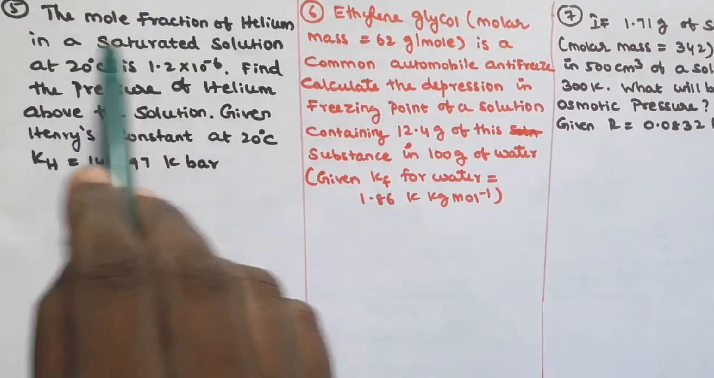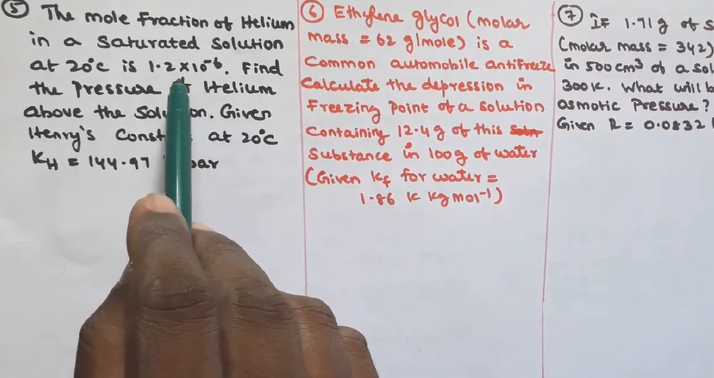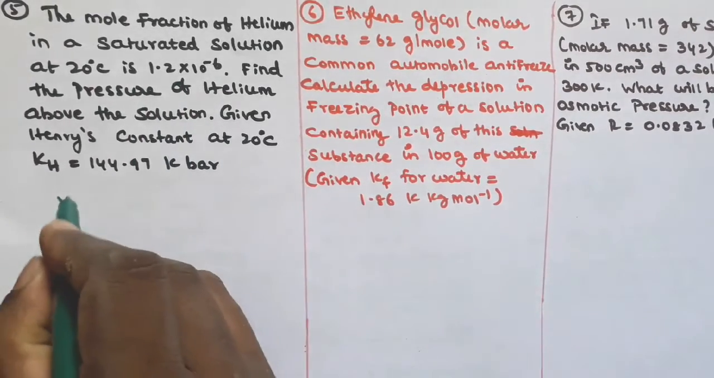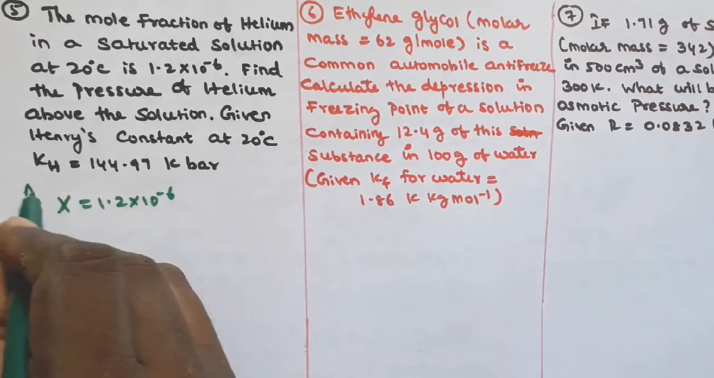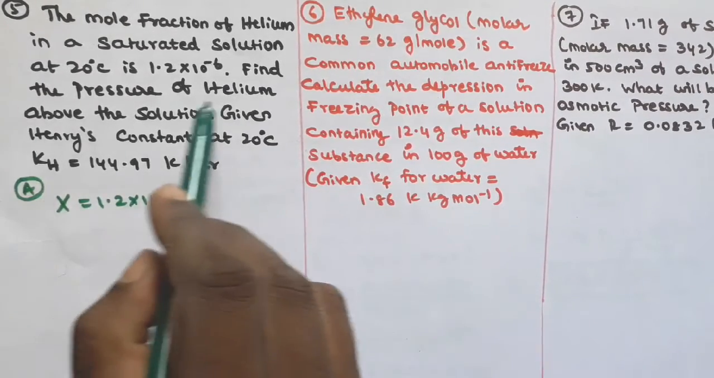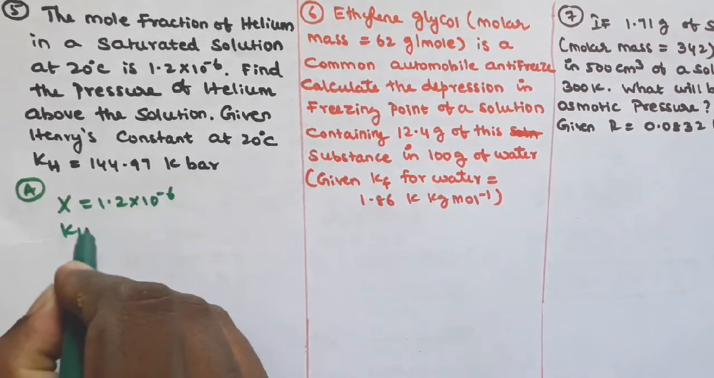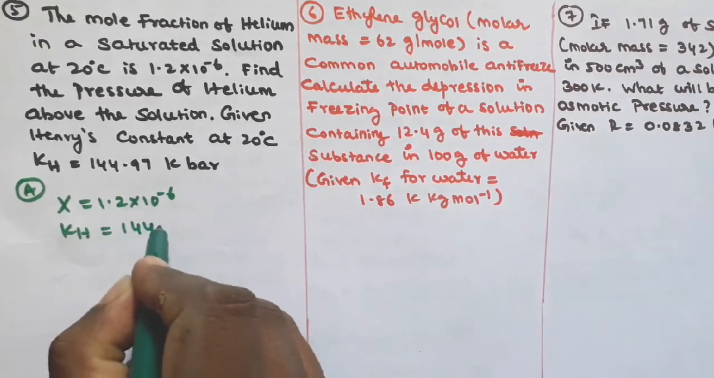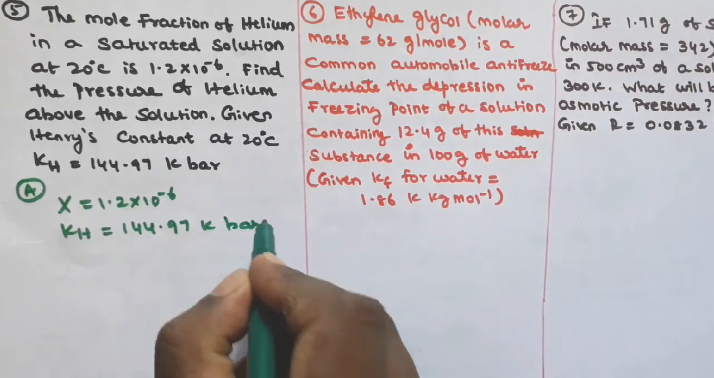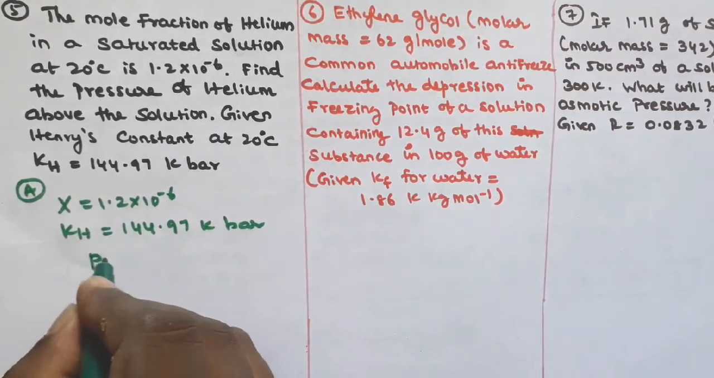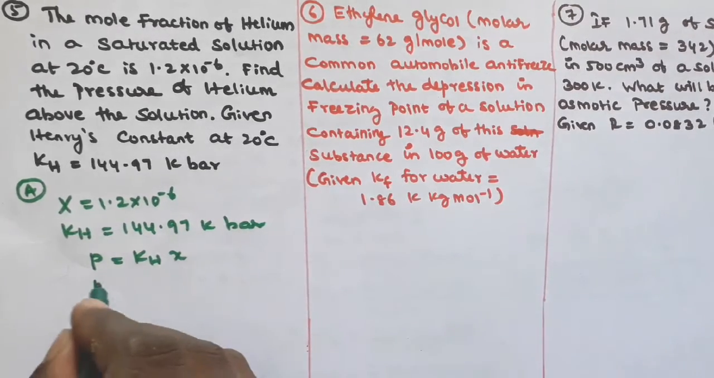Question number 5. The mole fraction of helium in a saturated solution at 20 degrees Celsius is 1.2 into 10 to the power of minus 6. Find the pressure of helium. So pressure only we have to find. Given the Henry's constant, Kh is equal to 144.97 kilobar. We know that Henry's law is P is equal to Kh into X. We are supposed to calculate only P.